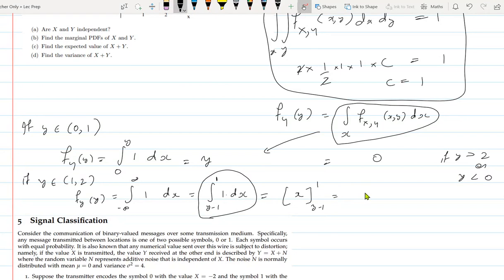Oh, sorry, I think I made a mistake. So it is 1 minus (y minus 1), so it is actually 2 minus y. I just made a mistake. So you need to just look at the figure, understand it, write down the equation, make sure the signs are all correct, and then you will get the answer.